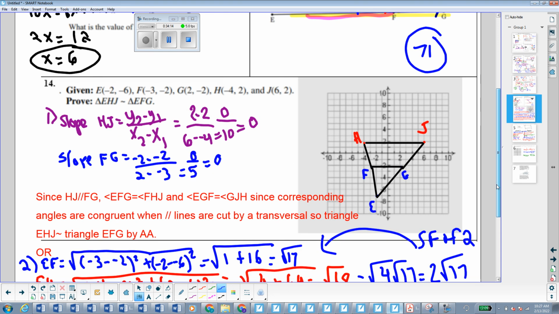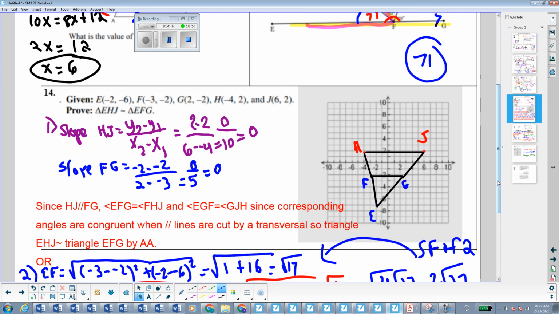The next question is a coordinate proof. So I actually did it two different ways. There's actually a third way also, and I'll mention it briefly. So I think the easiest way to do this one with the least amount of calculations is using AA.